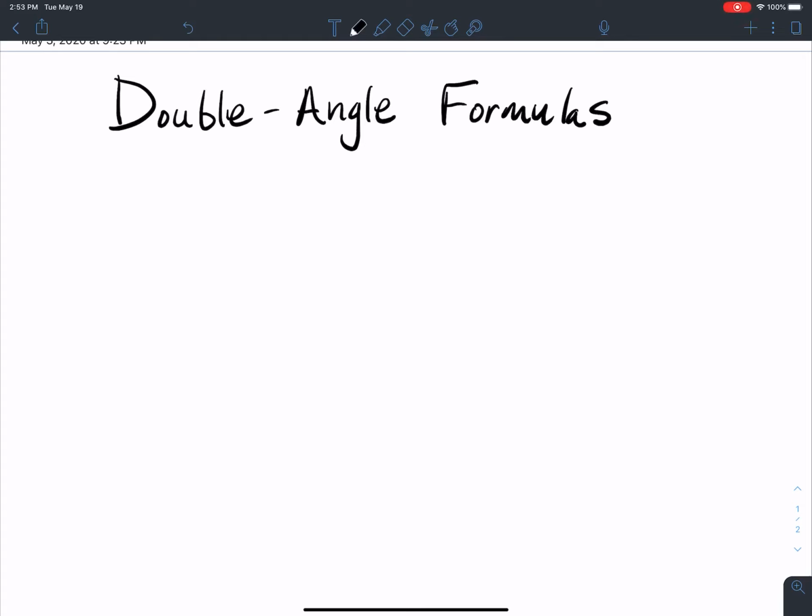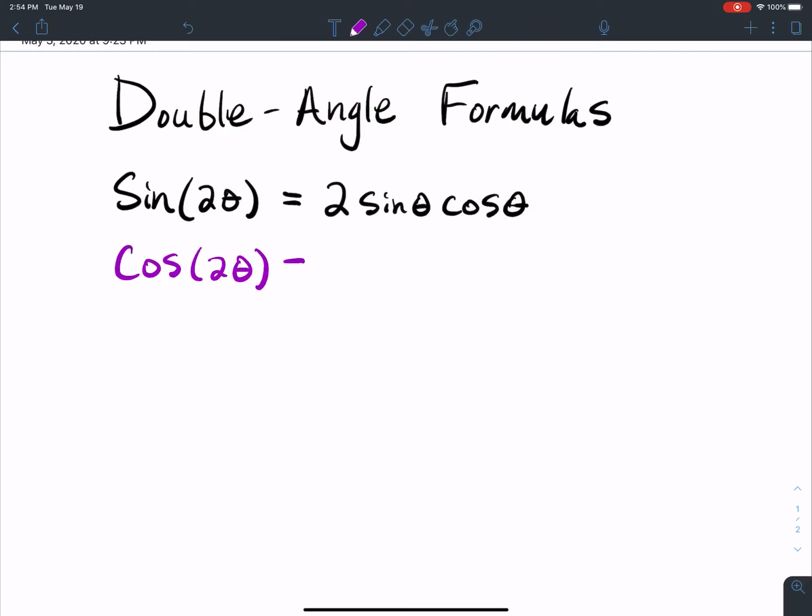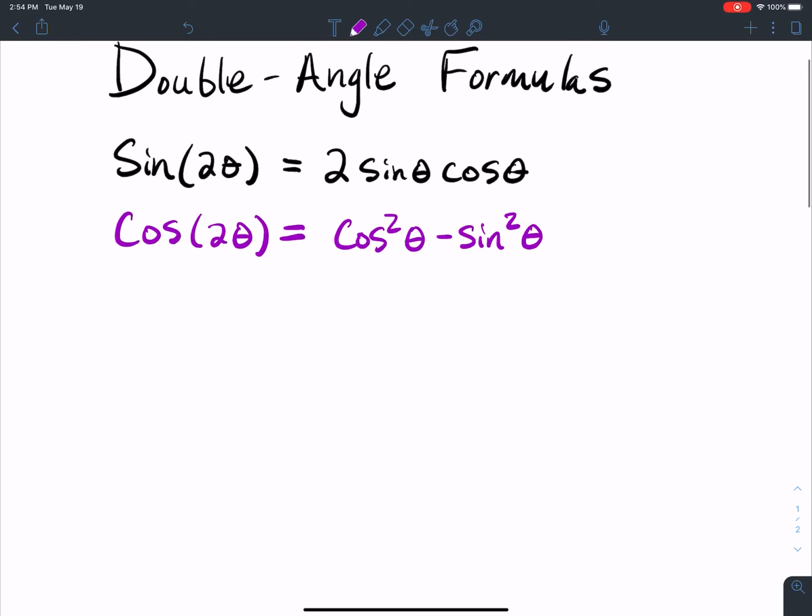So in this video, we're going to talk about the trigonometric identities, the double angle formulas. The first one, sine of 2 theta, double the angle, is equal to 2 sine theta times cosine theta. The cosine 2 theta double angle identity is cosine squared theta minus sine squared theta. Another version is 1 minus 2 sine squared theta, and another version is 2 cosine squared theta minus 1.